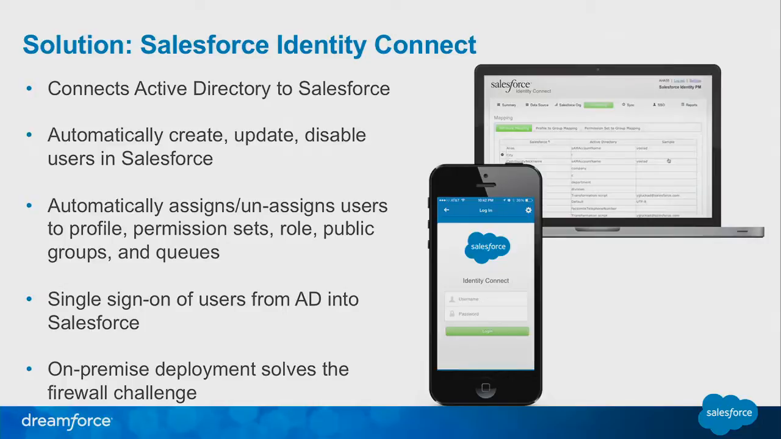Salesforce Identity Connect solves these problems by connecting to Active Directory and acting as a bridge between AD and Salesforce. It automatically creates, updates, deletes, or disables users in Salesforce, as well as performs assignments to the authorization constructs in Salesforce, whether it is profile, permission sets, groups, roles, queues. As well, it allows you to perform single sign-on using AD, and being on-premise software, it solves your firewall challenge.